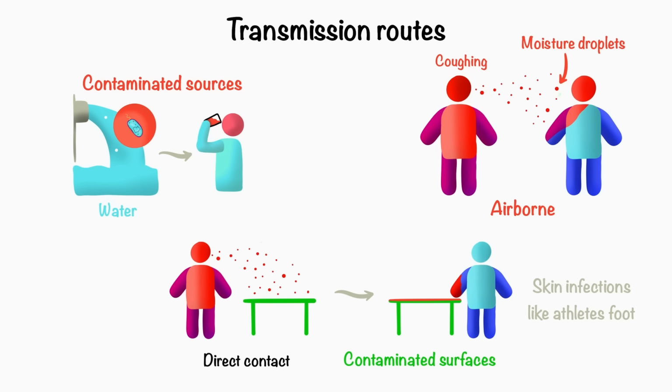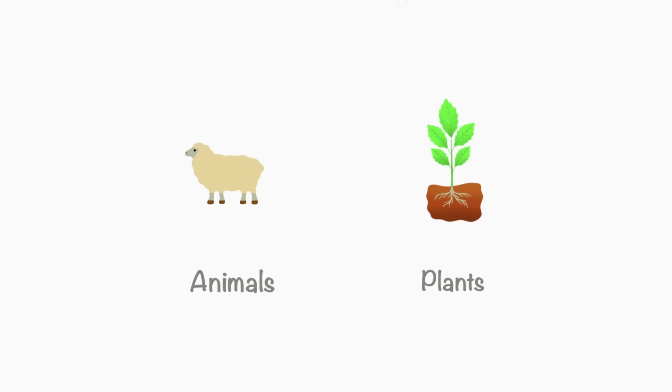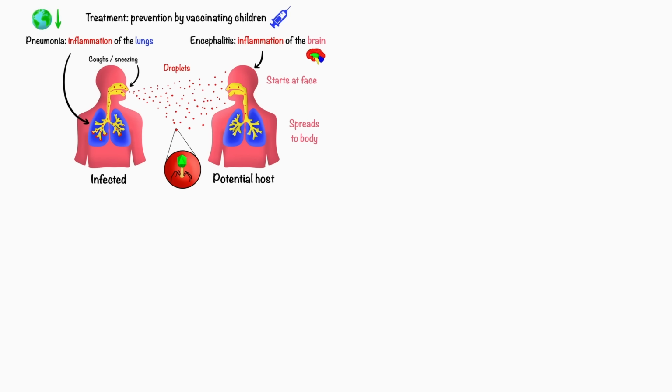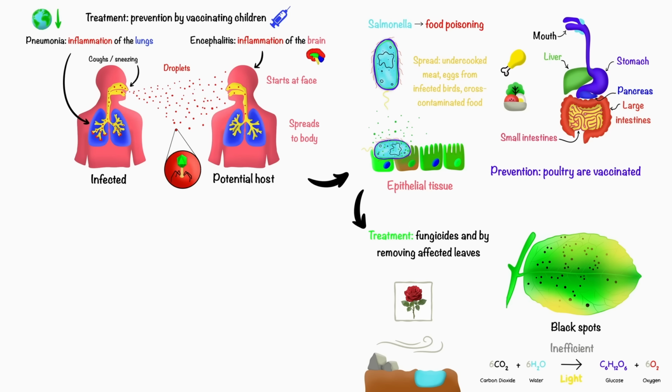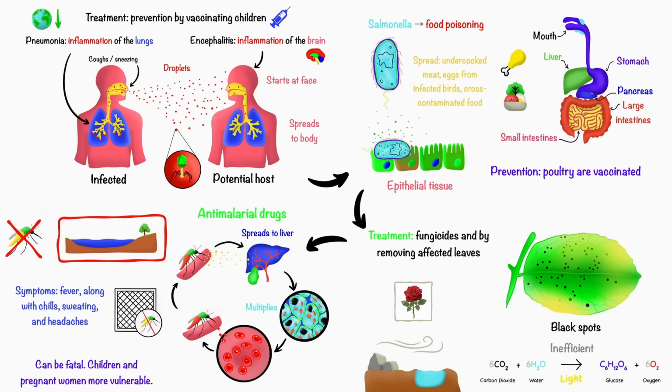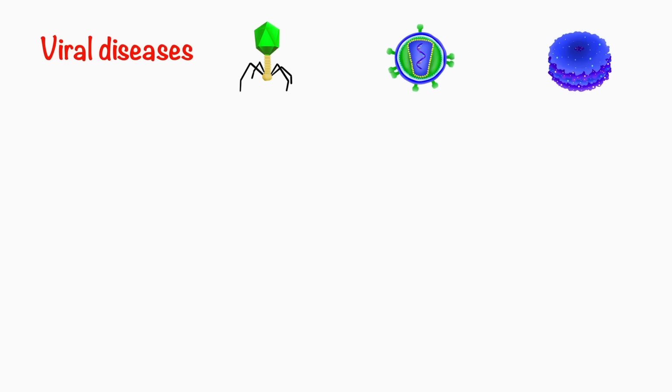It's worth noting that pathogens don't exclusively target humans. Plants and animals also suffer from various infections. These can significantly impact growth, reproduction, and survival across all living kingdoms. Today, we're learning about three viral diseases: measles, HIV, and tobacco mosaic virus, then looking at two bacterial infections, salmonella and gonorrhea, studying a fungal disease called rose black spot, and finally investigating malaria, a disease caused by a protist. Let's start with viral diseases.